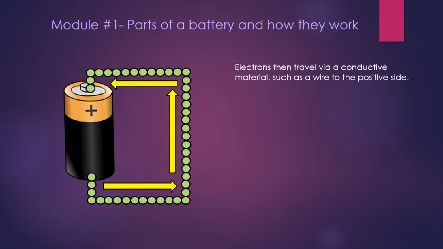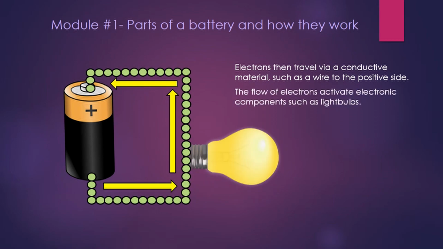However, just having a circuit that consists of a wire and a battery is dangerous because there's no element within the circuit that will provide the resistance required to slow down the electron flow. Also, the flow of electrons is designed to activate electronic components such as light bulbs. Therefore, having a circuit without an electronic component is pretty useless.